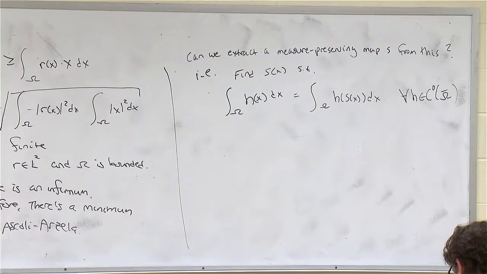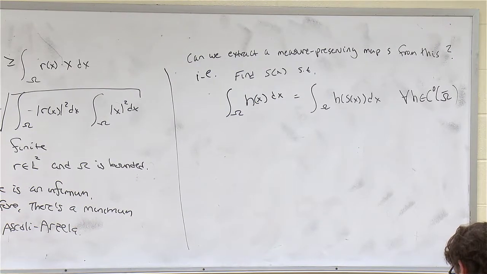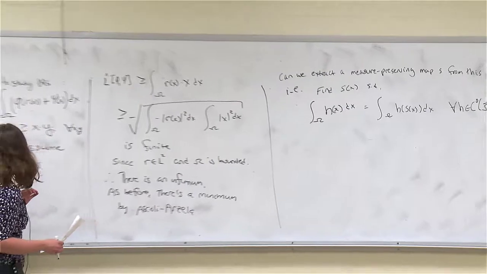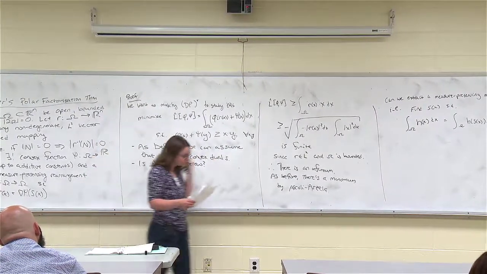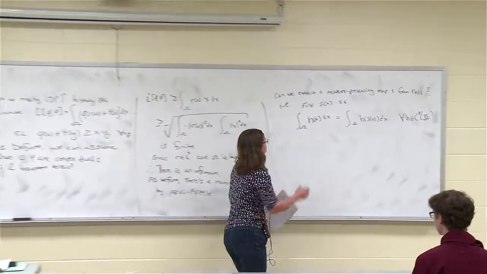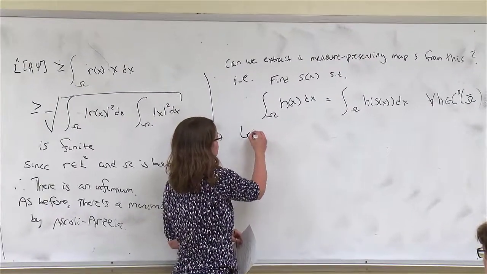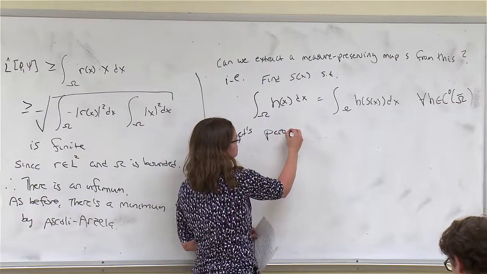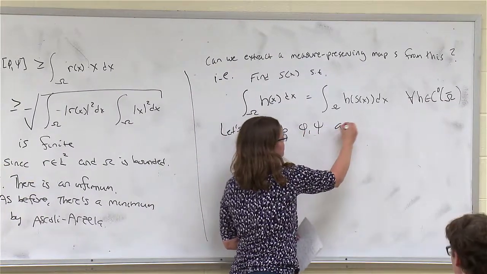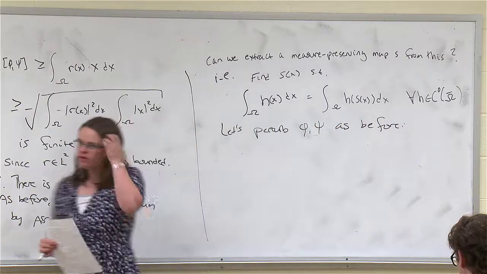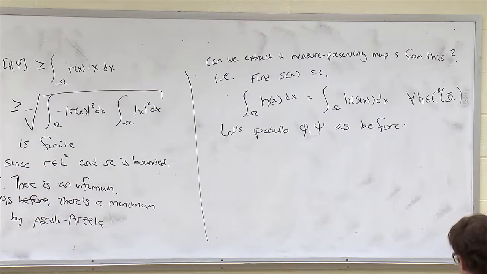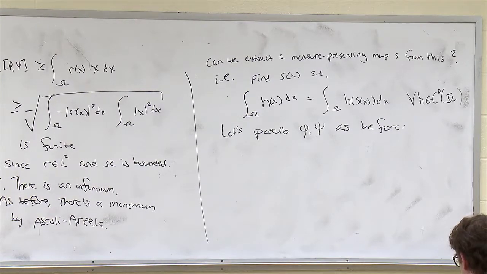Again, I'm just trying to reuse what we've already done before, because why do the same work twice if you don't have to? We made an argument very similar to this last time by perturbing our optimal phi and psi. So let's do that again. Let's try perturbing our optimal phi and psi. Again, as before, I'm going to give you just the highlights of this and not fill in all the details, because you know how to fill in the details.